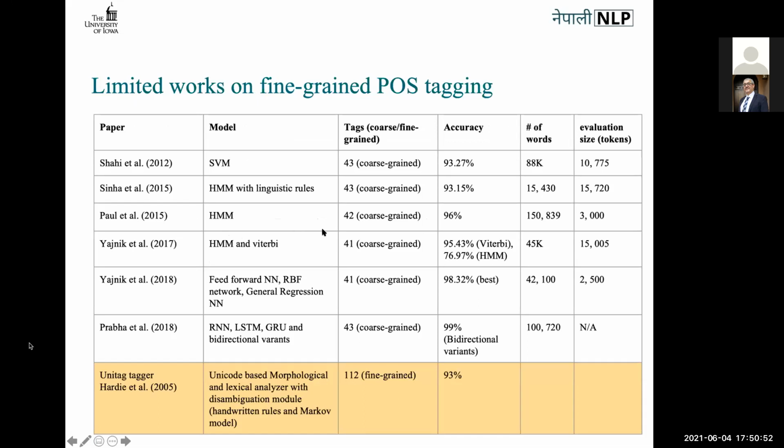Also, there are some limited works on fine-grained POS tagging. Most of the prior work in Nepali, most of them are coarse-grained, except the one here at the very bottom, which performed fine-grained tagging on 112 tags. It makes use of a lexical analyzer with some disambiguation module.